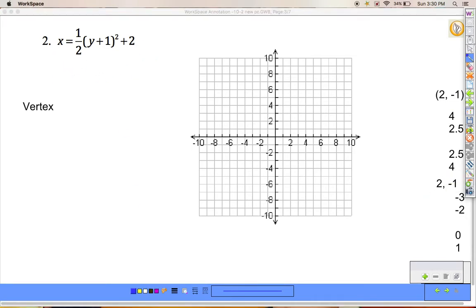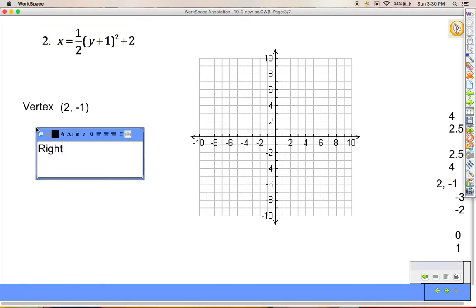All right, the second one, it's an x equals, so this one's going to either open left or right. Because it's an x equals, my vertex is going to be the outside number, 2, comma, the opposite, and we're going to say 2, negative 1. Because it's an x equals and this value is positive, we're going to say that it goes to the right.